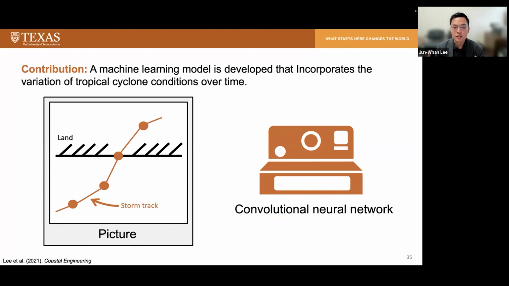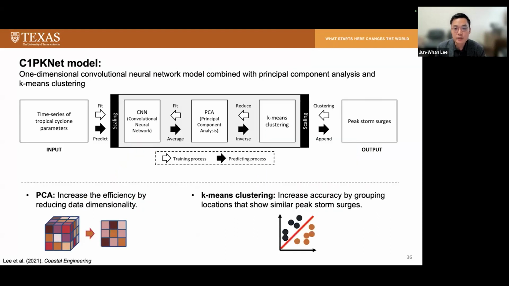However, because the storm surge response tends to be very different depending on the area, and the storm surge data size is very, very large, if we consider large regions, the convolutional neural network alone cannot achieve high accuracy, and it also takes a lot of time to train the machine learning model. So to overcome those limitations, we developed a new machine learning model that combines the convolutional neural network with principal component analysis and k-means clustering, as shown in this diagram, and we named it the C1P-Cannon model.